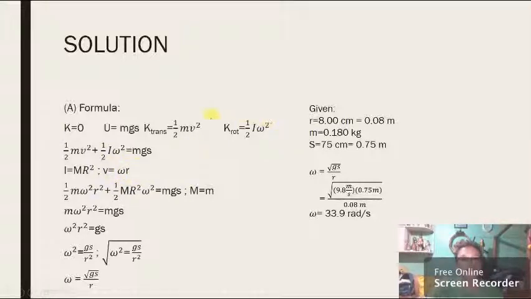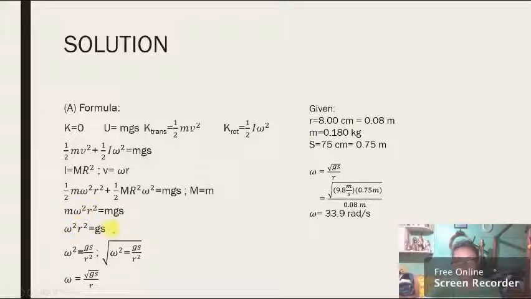So we're gonna add these two terms and substitute the value of I here. We all know that the big M and the small m are the same, so we're just gonna cancel that. Adding the two terms on this side, we're going to have m omega squared times r squared equal to mgs. This is our potential energy. So these two m's will be cancelled, and we're going to be left with omega squared times r squared is equal to gs.